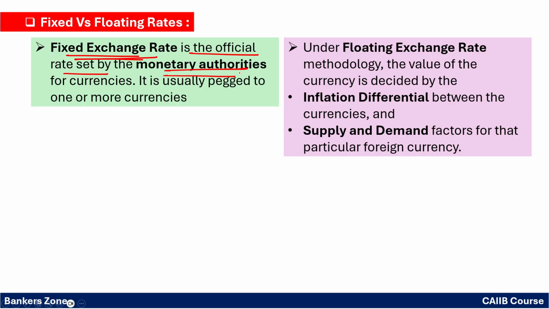So who is a monetary authority? Say RBI. So simply RBI says 8% will be the rate of interest. So it is a fixed rate of exchange. Previously RBI was doing that. Right now RBI is not doing that.